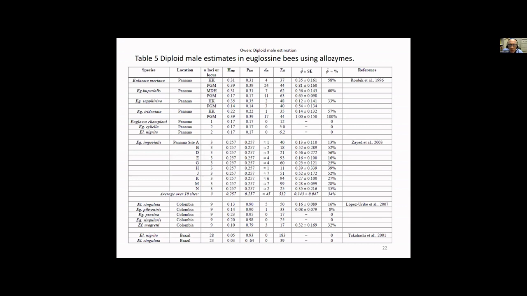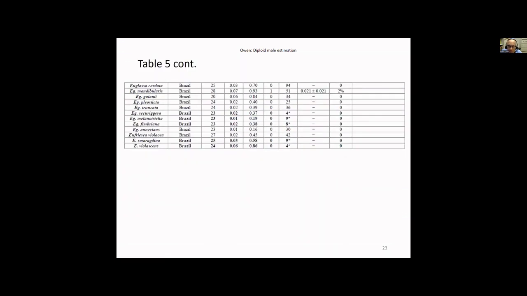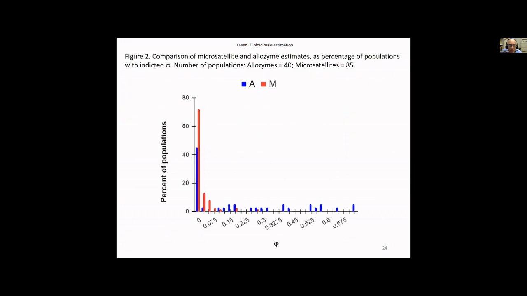Then I did the same thing with the allozymes. And as you can see here, that basic Rubik paper that started this debate does have fairly large phis, but when you go on to the other papers, again, there is quite a full range of estimates, including zeros. And when you finally compare the number of populations that are examined by allozymes and those by microsatellites, there is much more consistency than was originally thought.